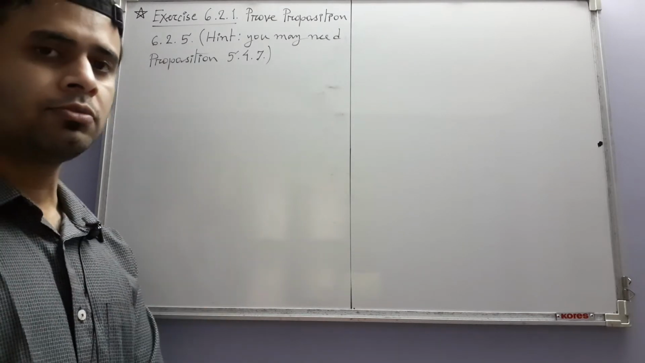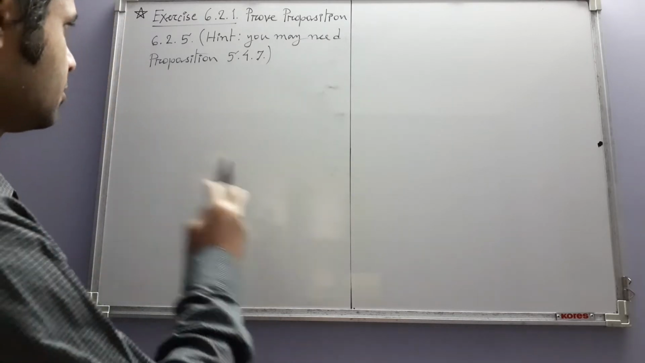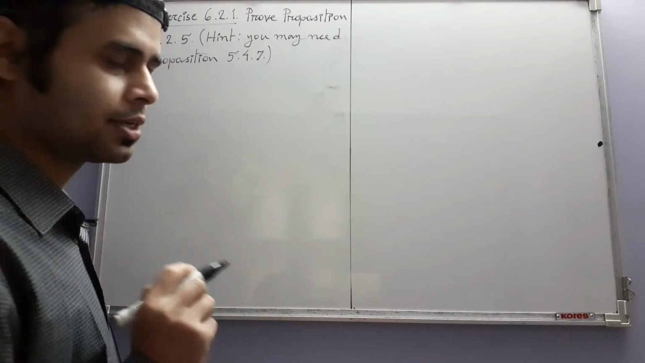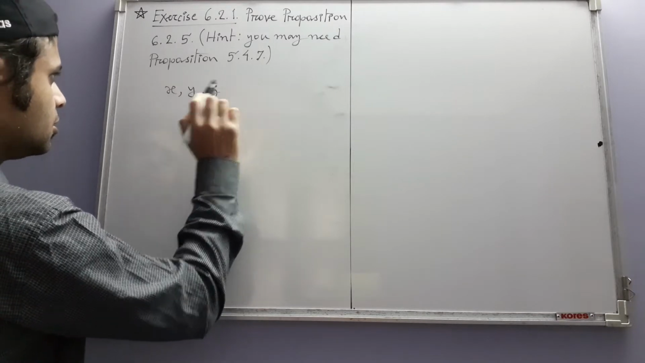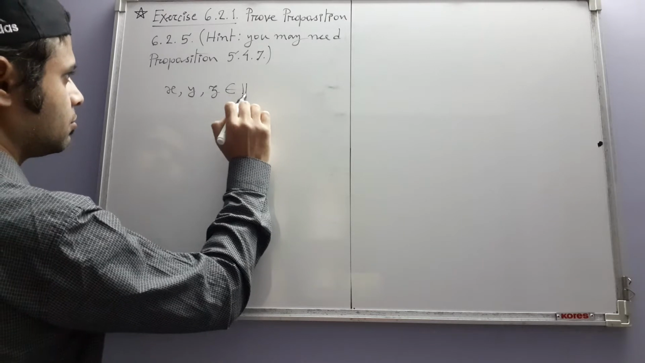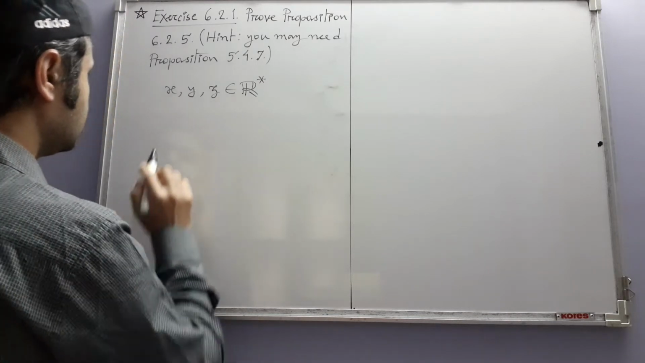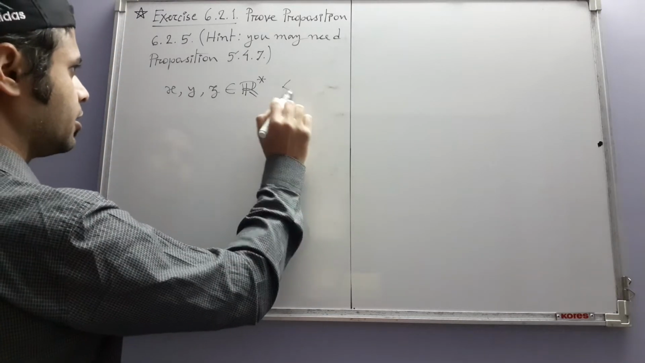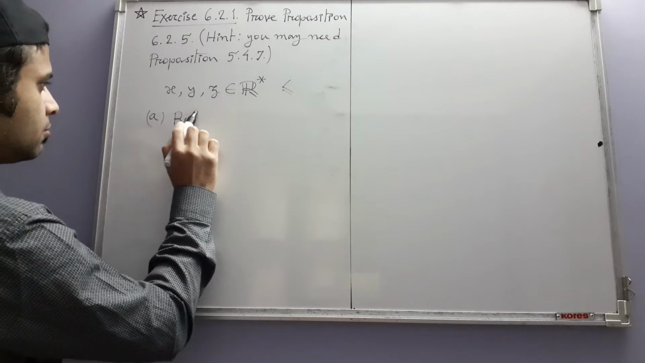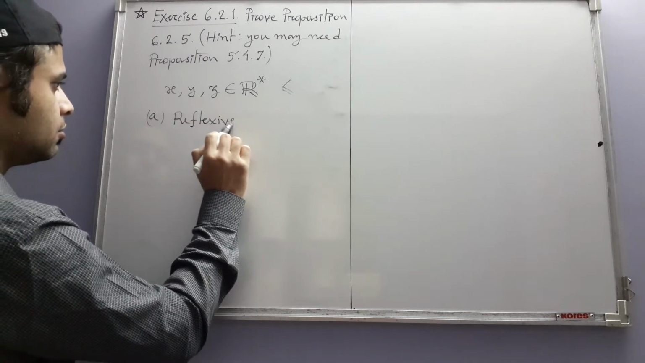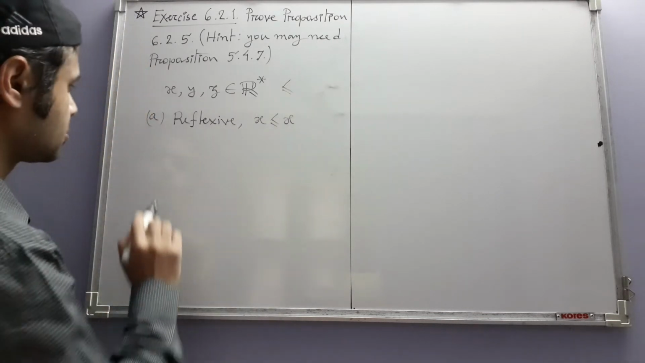Okay, so let us now prove proposition 6.5. Before we write the solution, let's recall the statement. In this proposition, we have any three extended real numbers, and we have to prove that the order relation we have defined on this set is, first of all, reflexive, that is, x is less than or equal to x.